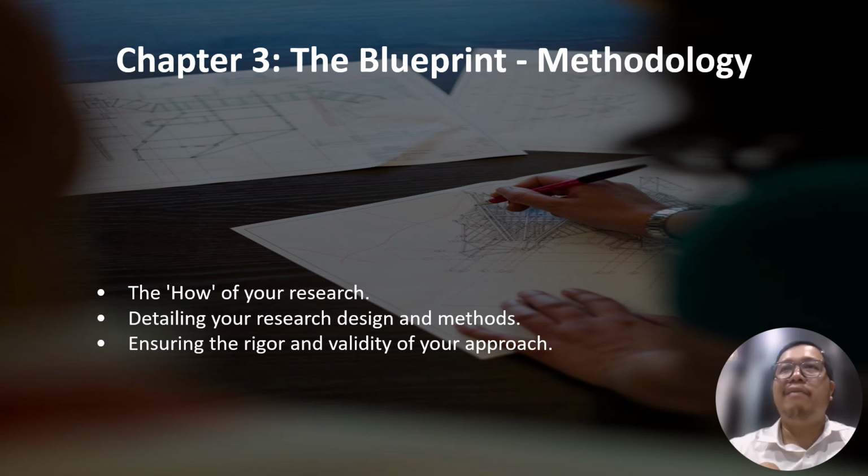Chapter 3, the methodology, is your research blueprint. This is where you meticulously detail the how of your study. It explains the specific research design you will employ, how you will collect your data, who your participants will be, and how you will analyze the information gathered. This chapter is crucial for demonstrating the feasibility and scientific soundness of your research.